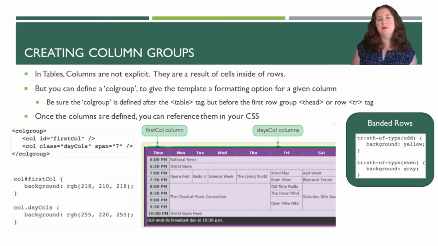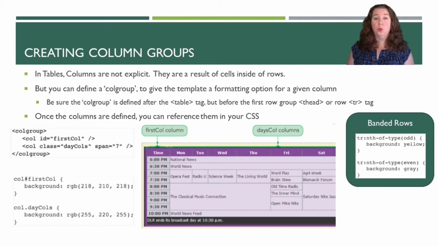We also have the concept of banded rows, or rows that go different colors, alternating colors, so the even and odd. And we do have the option, with our nth-of-type pseudo class, of doing even and odd of that type, and the row knows what that means. So when the table comes through, it knows which are the odd rows and which are the even rows, and you can easily set up your CSS to do your banded rows.